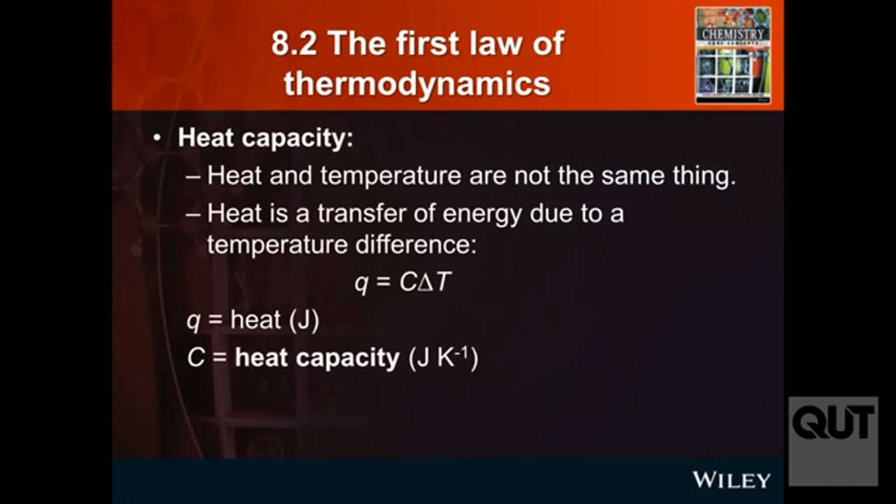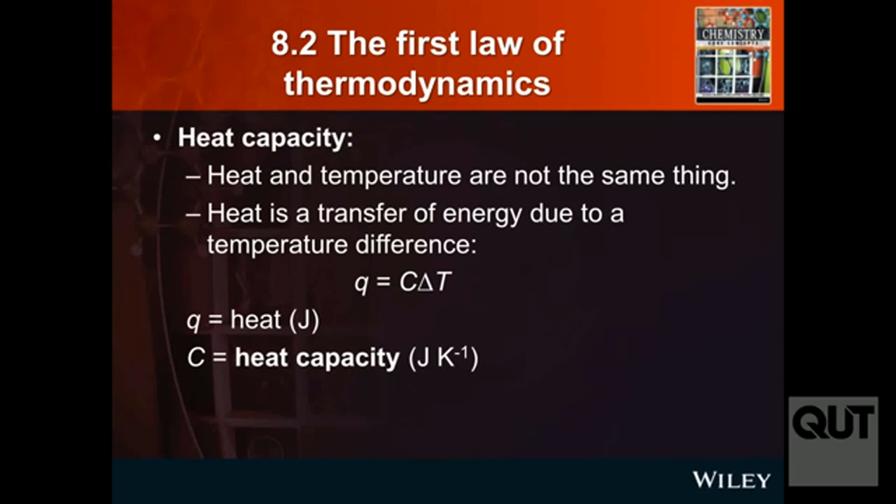Now, heat capacity. This is something that I mentioned in the first thermodynamic recording, and I was pointing out that temperature and heat are not the same thing. Heat is actually a transfer of energy due to a temperature difference, which looks something like this: Q is equal to C delta T, where of course T is a temperature, and you know what the delta means. It's the final temperature minus the initial temperature. And in this case, the C is the heat capacity of the thing whose temperature is changing.